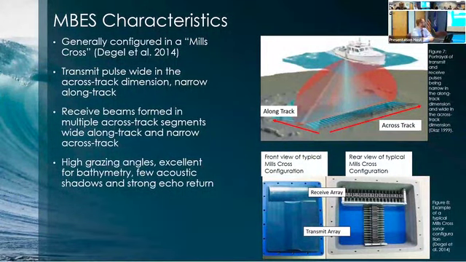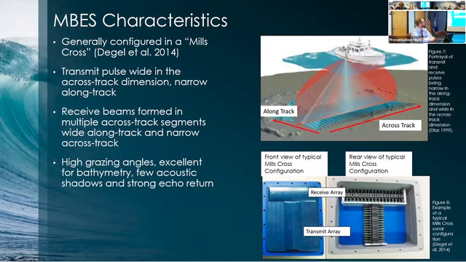So for multi-beam, the top image is showing a single transmit pulse. We get the wide across track and the narrow along track, and each of these are the individual receive beams. They're generally configured in this configuration here, which is called a Mills cross, where you have your transmit array and your receive array forming a T. So you can kind of see how that works here with the transmit and the receive.